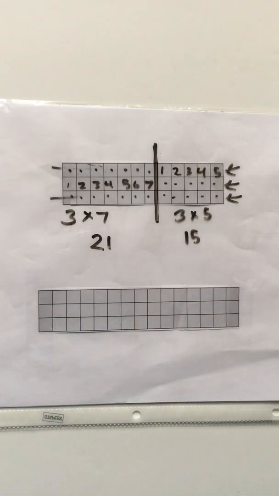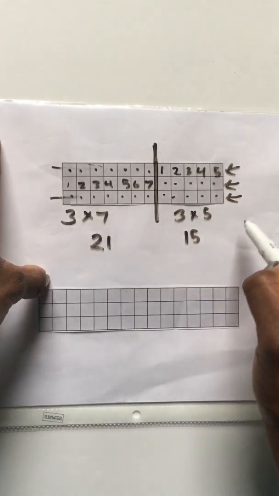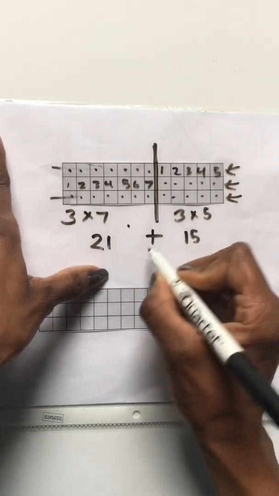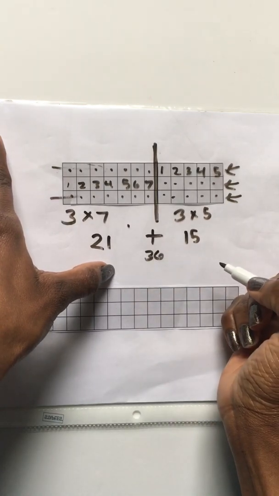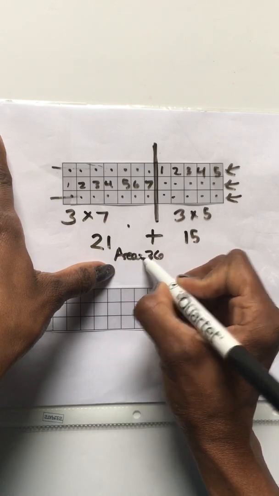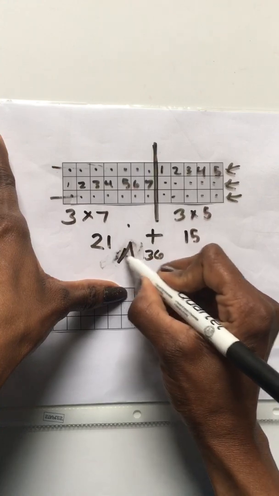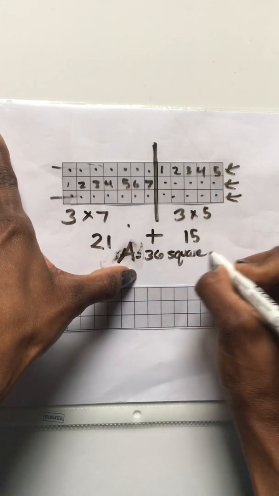Now I'm going to combine the two areas to find the total area of the figure. 21 plus 15 gives me 36. A equals 36 square units.